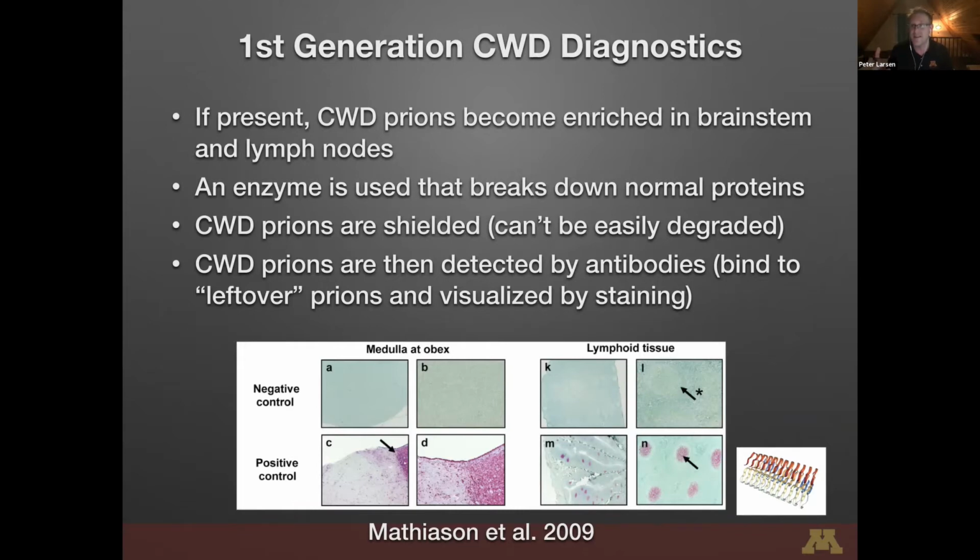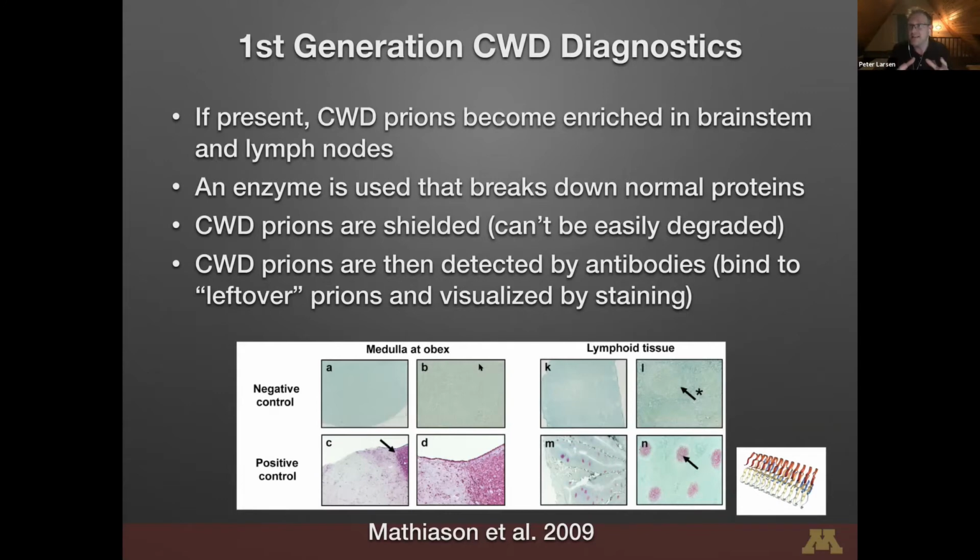The only thing that can survive is that misfolded prion, right? Because it can't easily degrade. So what this test does is that you can actually then visualize the color change if the antibody is binding to the misfolded prions that remain, the ones that weren't degraded by that enzyme. You can detect a color change.